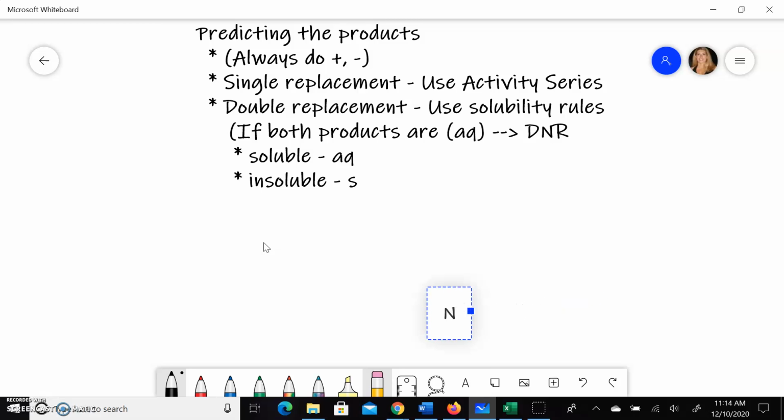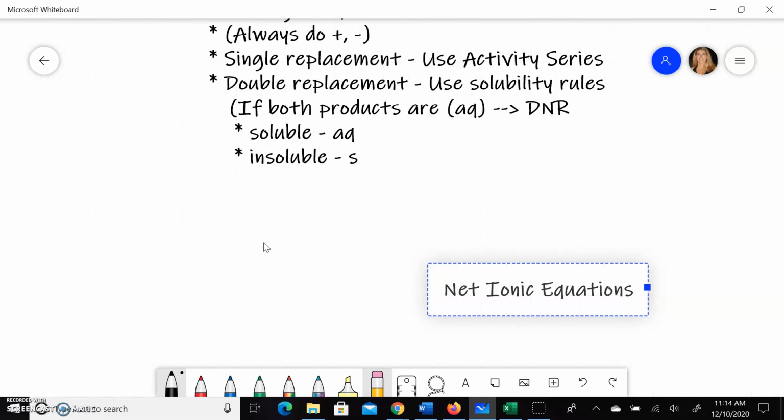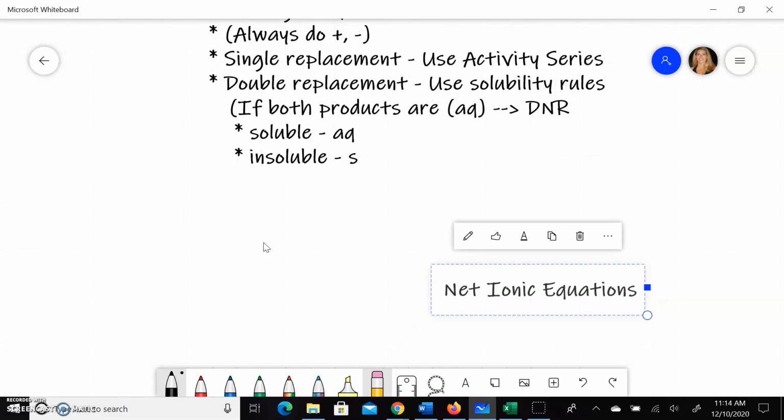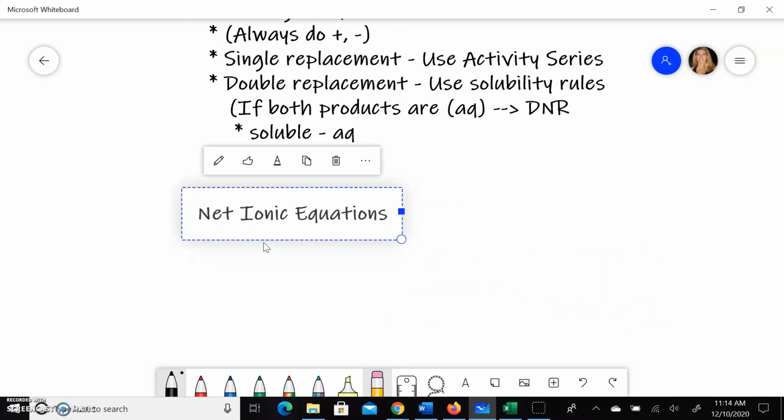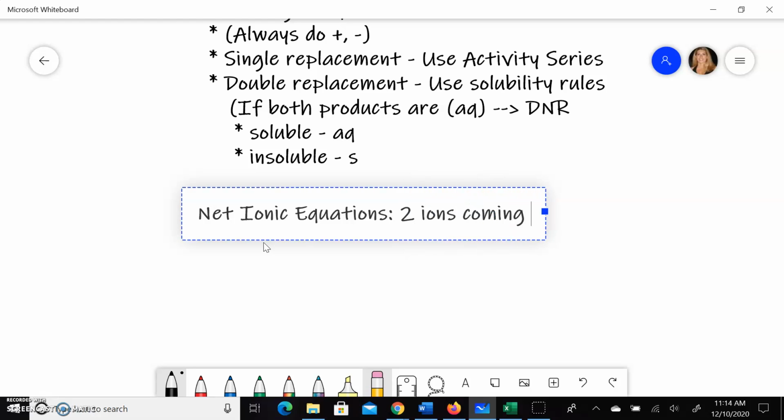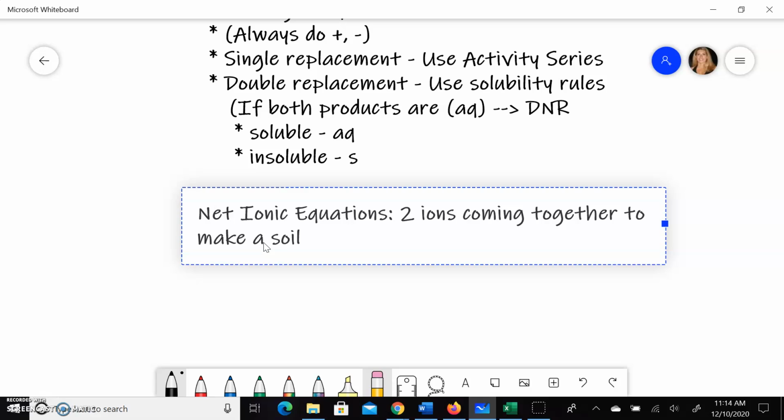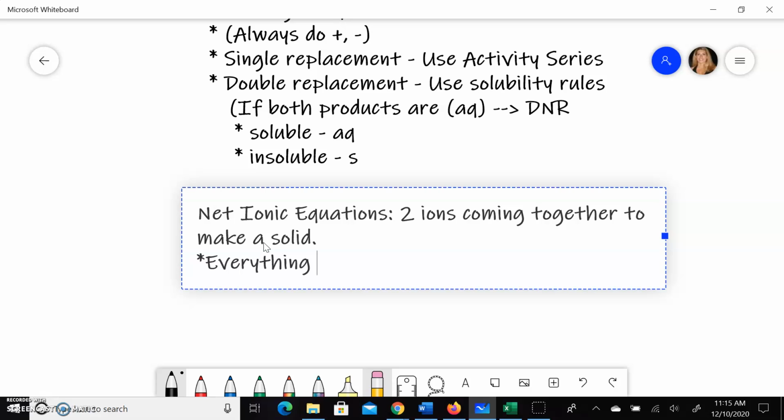And the last thing for this chapter are net ionic equations. And for net ionic equations, for this class, you're going to have two ions coming together to make a solid. So that's basically what it's going to look like. You might have to decide which one is the solid if it's a double replacement reaction, so use the solubility rules. You can figure out which one is the solid, and then it's going to be two ions coming together to make the solid. And then everything that's not in that is a spectator ion.